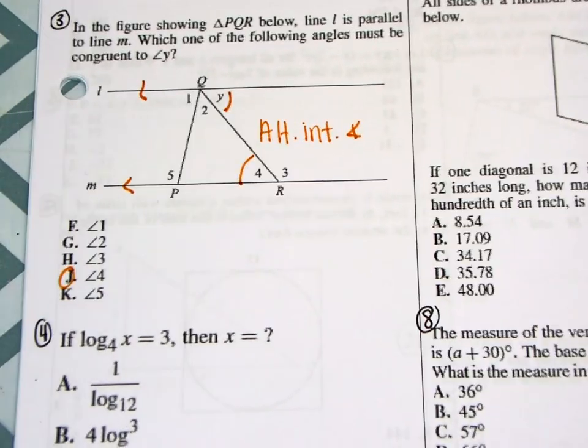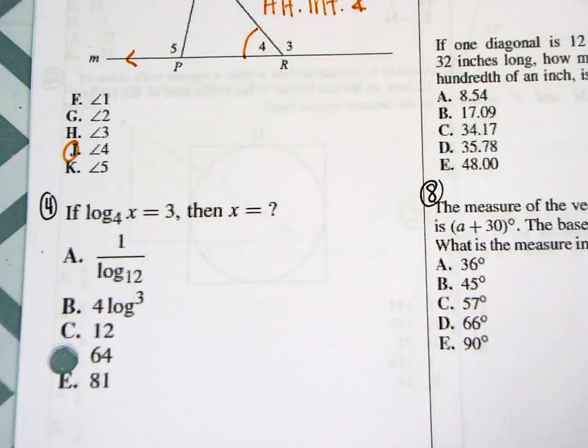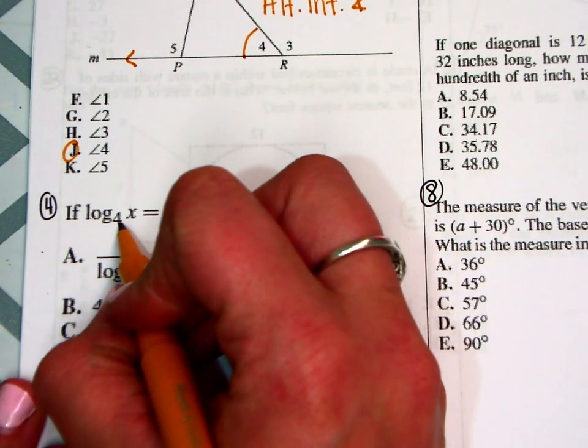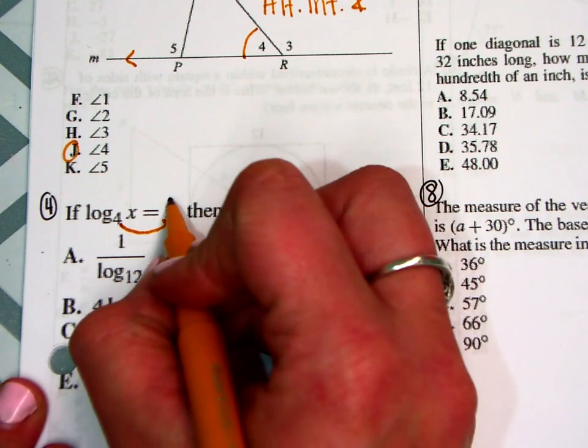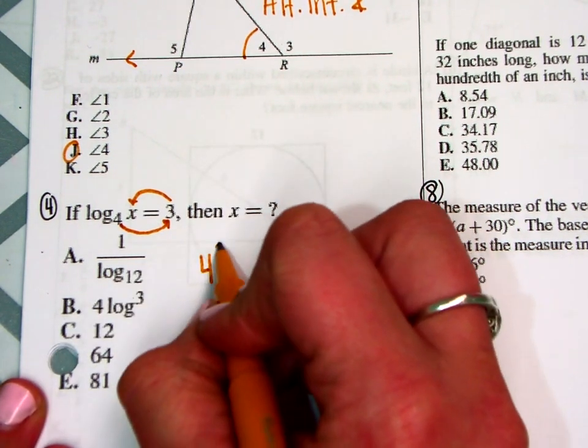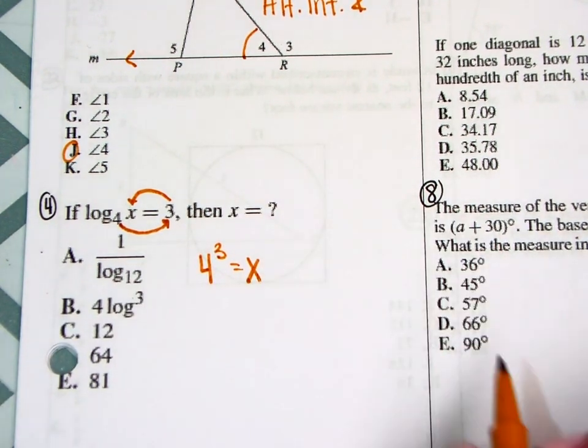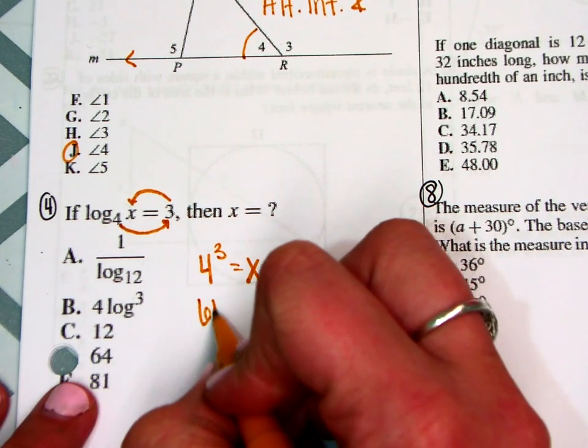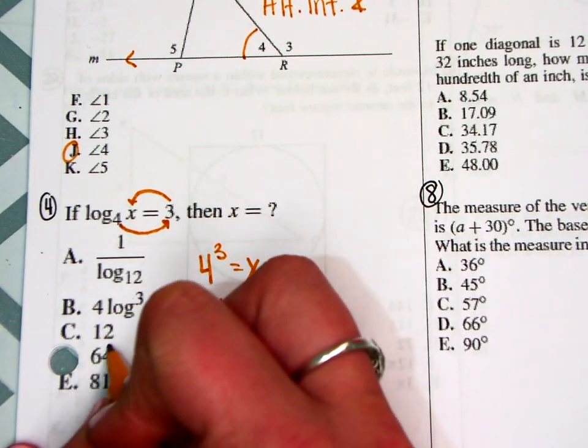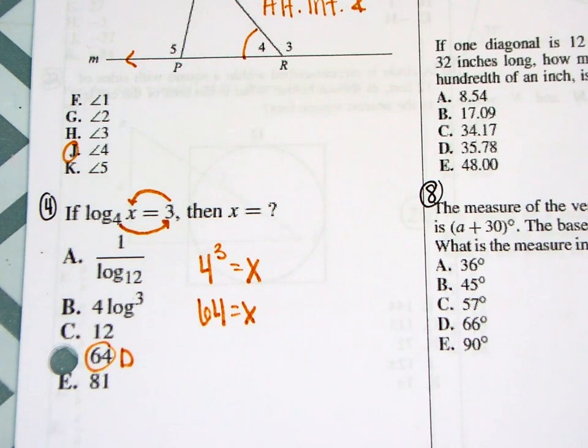Next, logs. Remember, to do logs, you do a circle method. So the base, 4, raised to the 3 equals x. So 4 to the third is 64, and that equals x. So it's answer choice D. I know it's been a little while since we've done logs, but remember, it's just a circle method starting at the base.